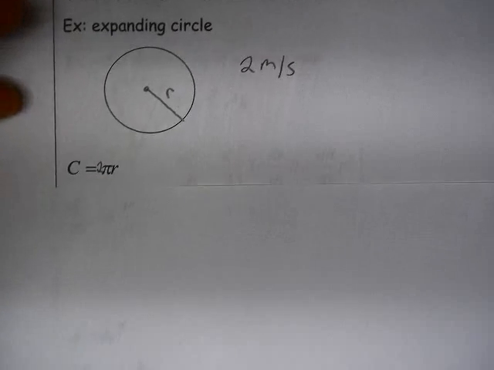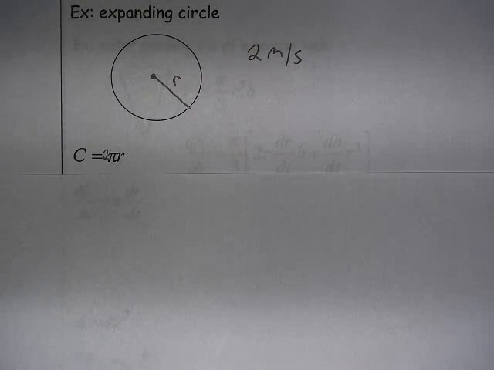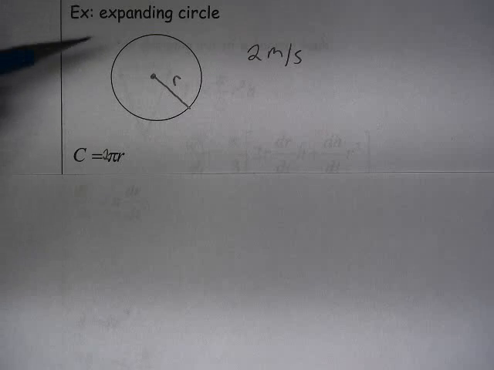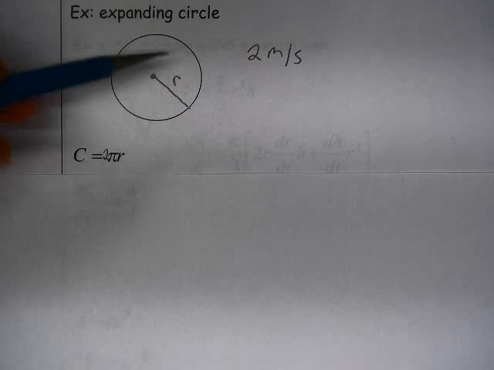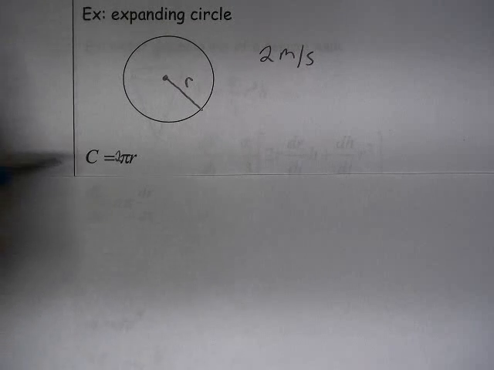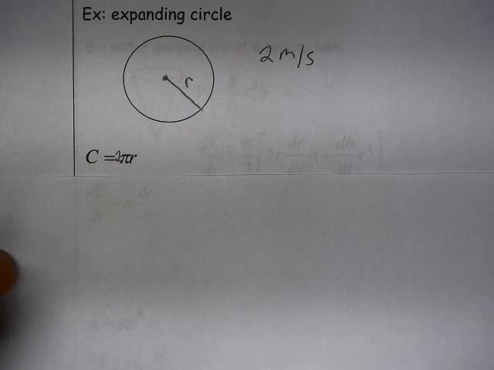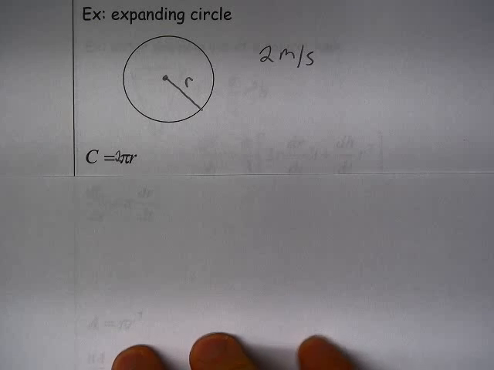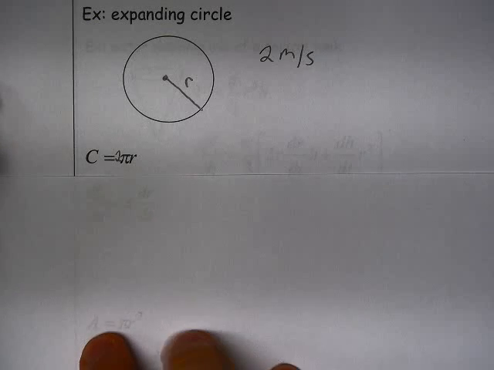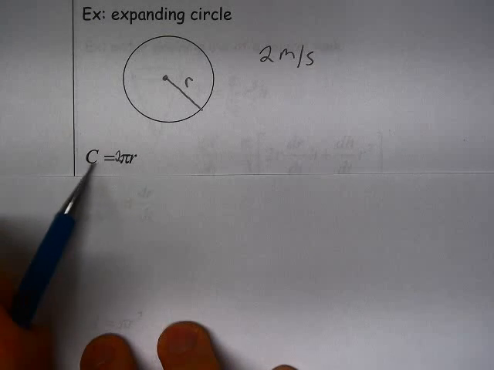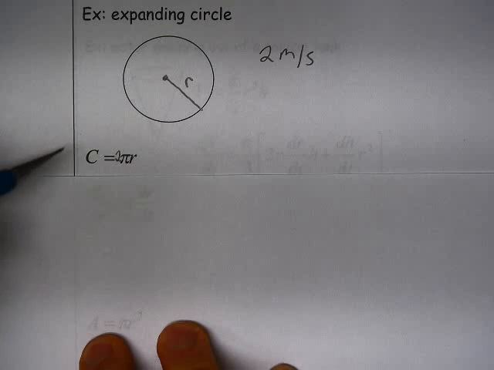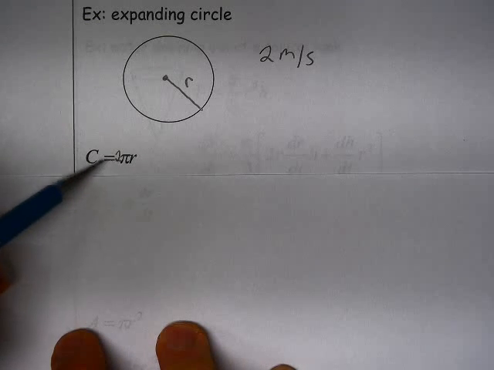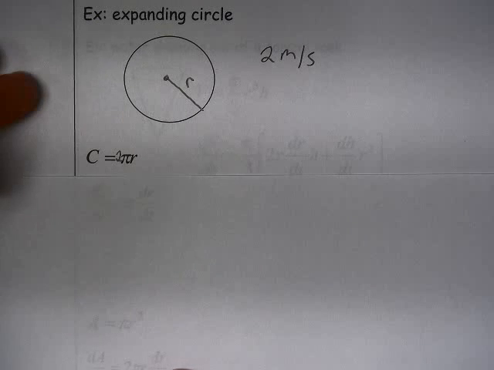So we could ask the question, how does the circumference change? How fast is the circumference changing if the radius is changing at 2 meters per second? We know that the circumference is equal to 2 pi r. So that's how the quantities themselves are related. But we want to know how the rates are related. So in order to do that, we have to take the derivative of both sides with respect to time.